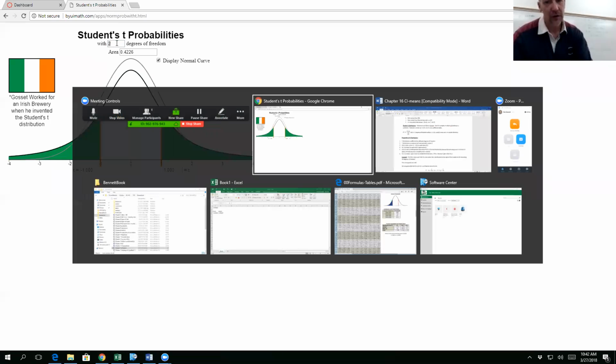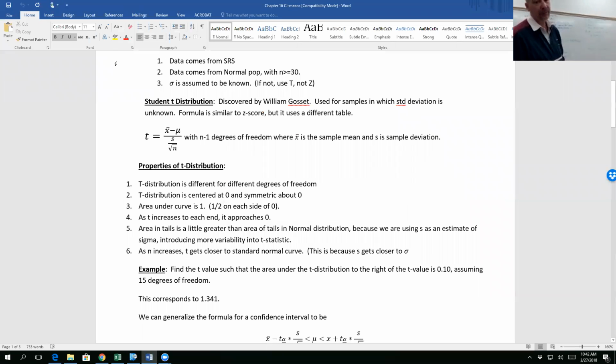So let's see here. Is there a question? Can you explain what DF equals n-1 again? Degrees of freedom. DF stands for degrees of freedom, equals your sample size minus 1.